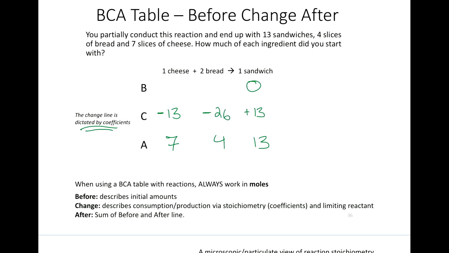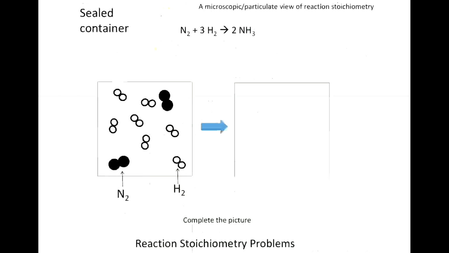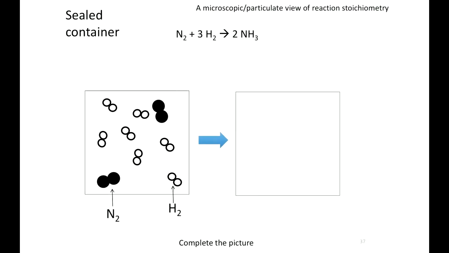26, all right? So tell me, how much cheese did you start with? 20, yes, 20, and then how much bread? 30. Could you have done that one in your head? Maybe. Writing it out is useful as well, in that BCA table. So remember, the big takeaway is this change line is dictated by your coefficients and your limiting reactant. So notice it's 1 to 1, and in this change line, it also has a 1 to 1 ratio.